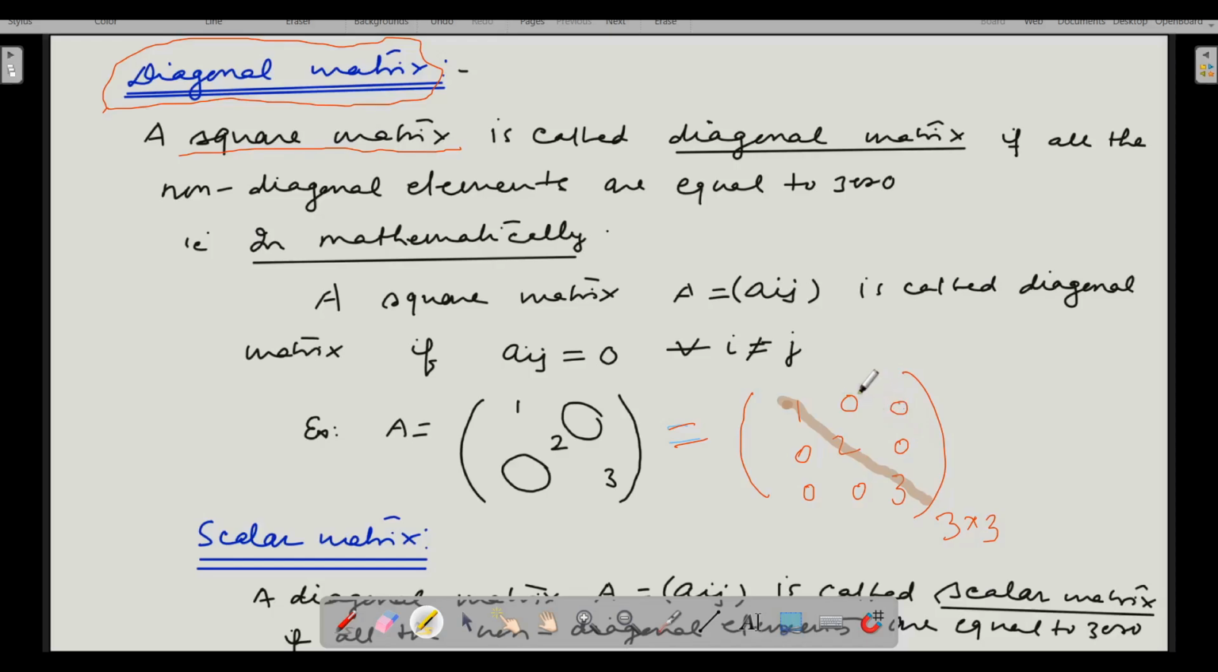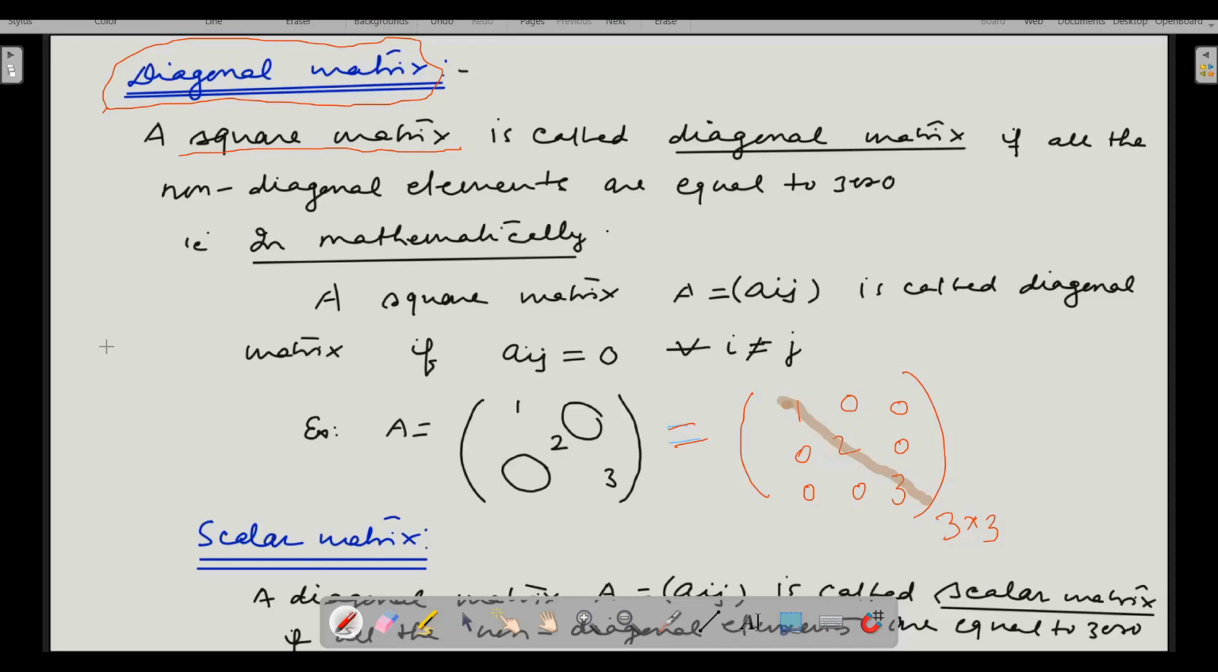So this is a square matrix, and the part which I have highlighted, 1 2 and 3, this is the diagonal of this square matrix.